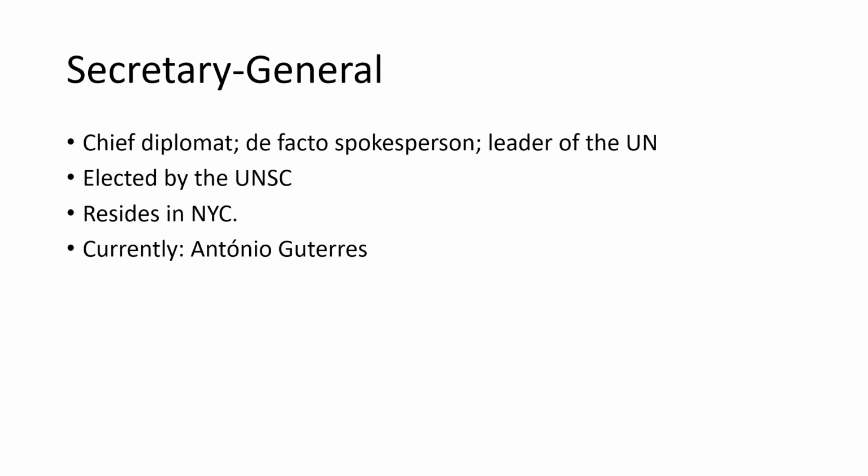The final body of the United Nations that we will cover today is the Secretariat, the Office of the Secretary General of the United Nations. The Secretary General is the chief diplomat of the United Nations. It is the de facto spokesperson and the leader of the UN. The Secretary General is elected by the UN Security Council and resides in New York City. Currently, the Secretary General is Antonio Guterres, who used to be the Commissioner for the UN Agency on Human Rights.